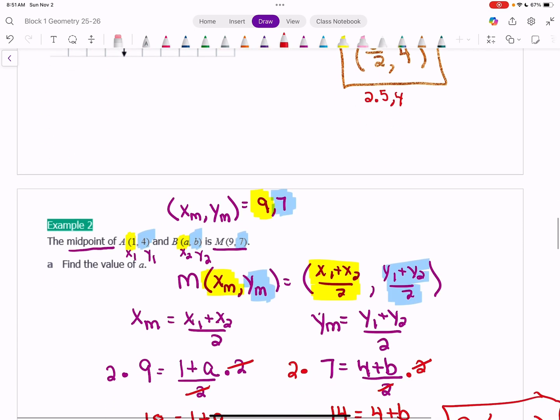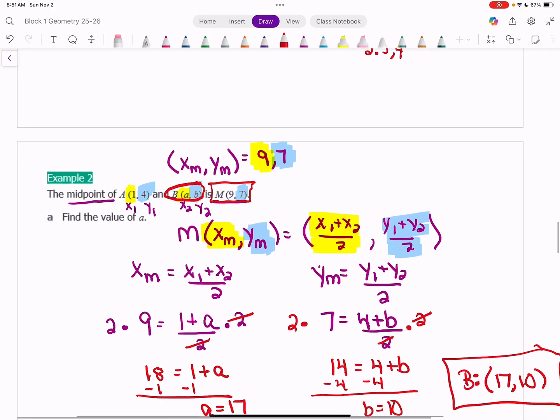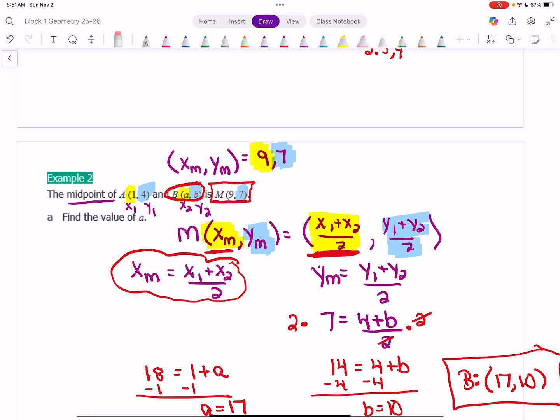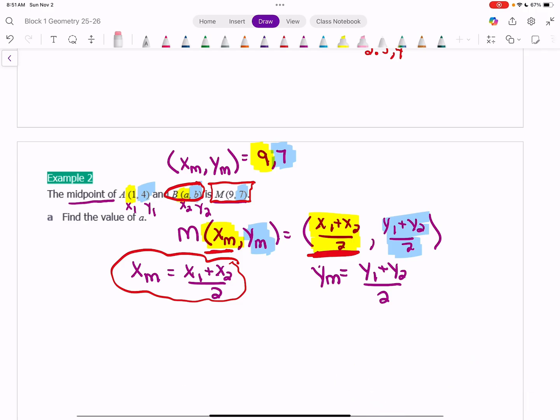Sometimes you're given the midpoint and you need to find one of the endpoints. Notice point B is just a comma b. So writing everything out, again, if we're looking at just the x value of the midpoint, we know that it's going to be equal to x1 plus x2 divided by 2. I'm going to redo this because this does look confusing now that it's got all this stuff written on it. I'll just redo this part for you.